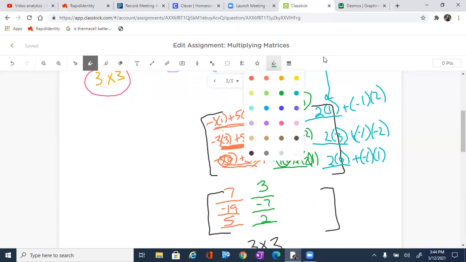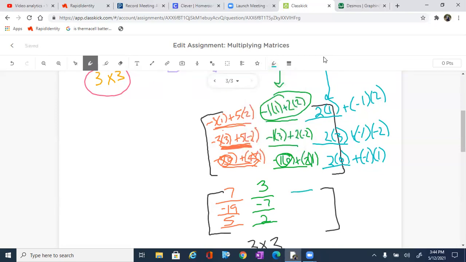And then we just work our way all the way through until we've answered all of those spots. So 2 times 1 is 2. -1 times 2 is -2. That is going to give us a 0 when we add them together. 2 times 3 is 6. -1 times -2 is 2. 6 plus 2 is 8. 2 times 0 is 0. -1 times 1 is -1. And that is going to be -1.